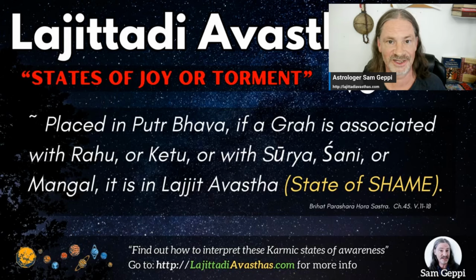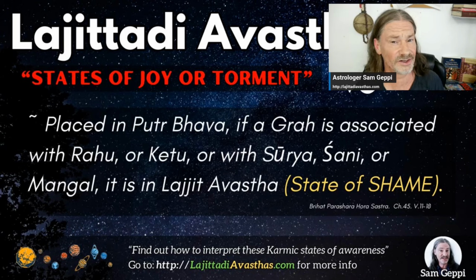So again, this is what I'm going to be teaching in the course, breaking all this down. Putrabhava means the fifth house. A Graha means the planet is associating with Rahu or Ketu or with the Sun, Saturn, or Mars. It is in a state of shame.